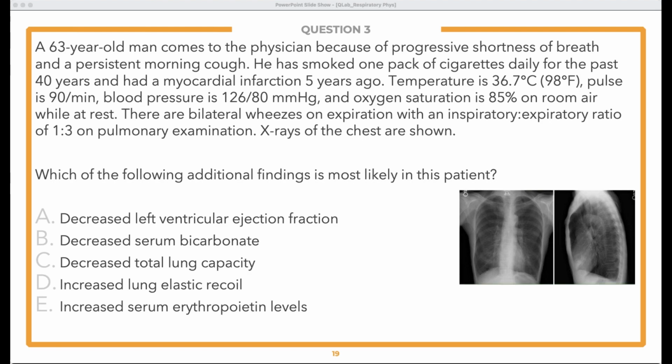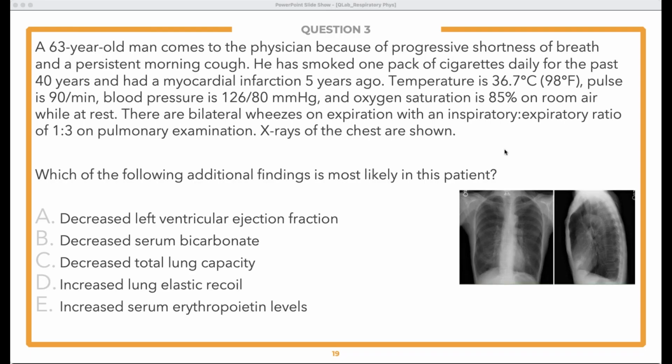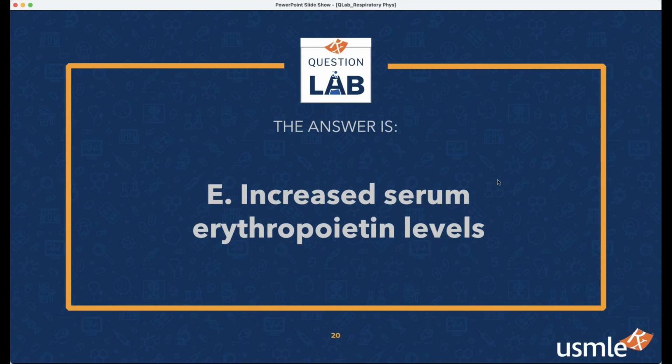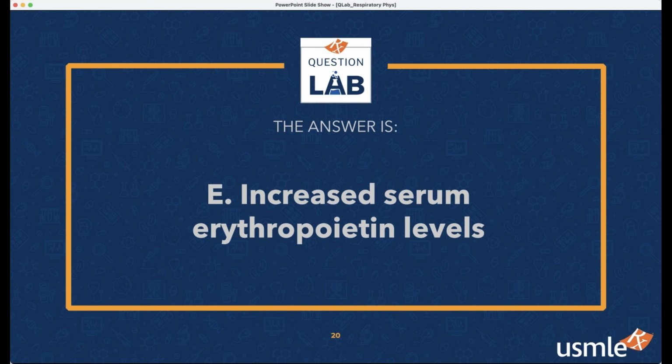So the highest vote getter was answer choice E, increased serum erythropoietin levels, whereas decreased total lung capacity racked up about a quarter of the vote. And then the other three options all got in the 10% range. Okay, interesting. Let's go ahead and hide the results and reveal the answer. And the answer is indeed answer choice E, increased serum erythropoietin levels.